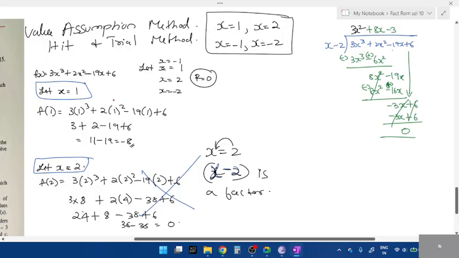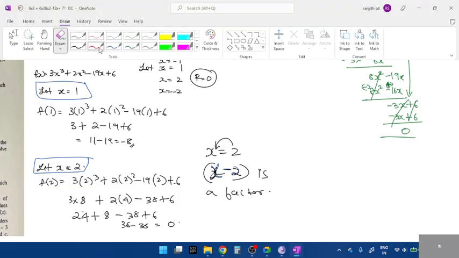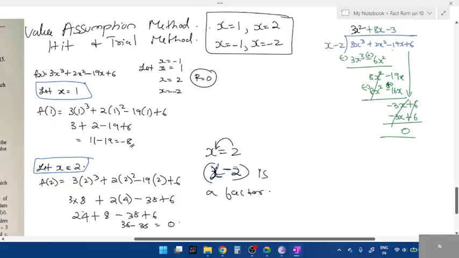Okay. Always start with x. Start with 1 and 2. If you're not getting the remainder 0, go with minus 1 and minus 2. But in this question, for which value did we get 0? x is equal to 2. Once you get x is equal to 2, you have to write it like this. Shift this 2 to the other side. Plus 2 goes to the other side, becomes minus 2. So x minus 2 is a factor. Is it clear?